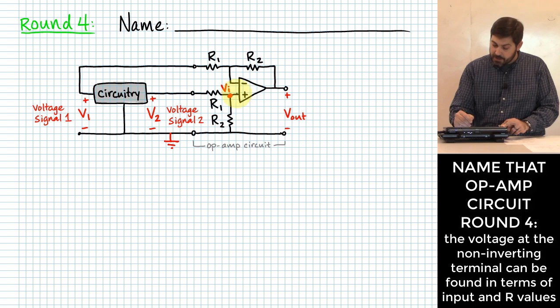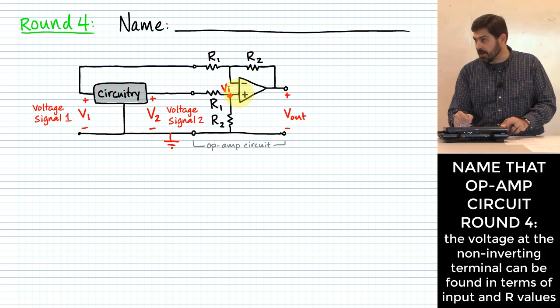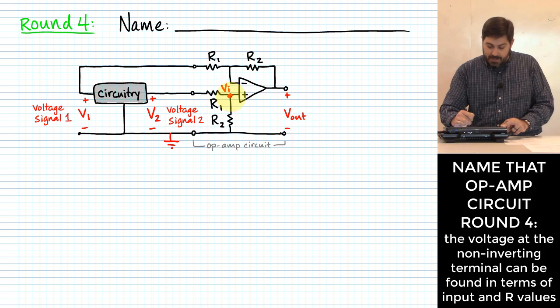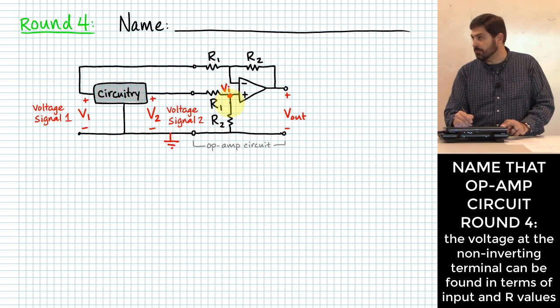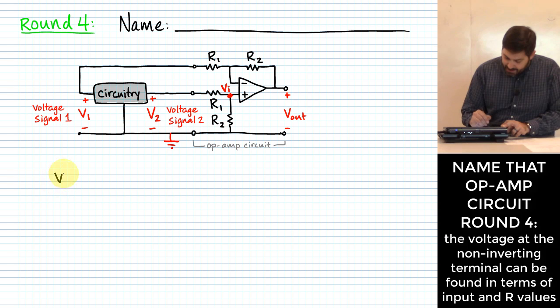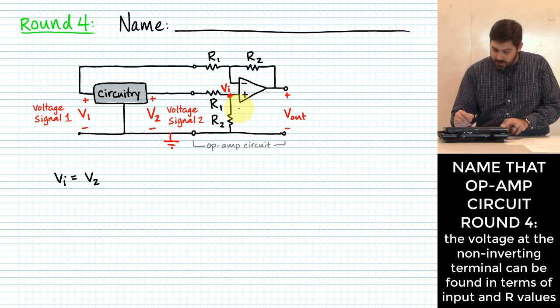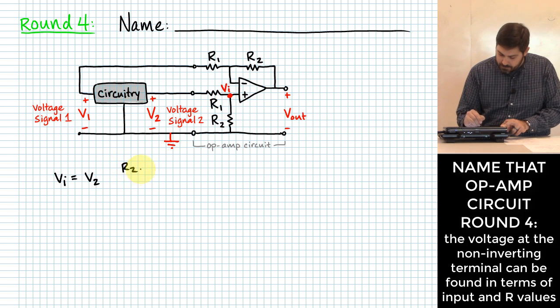We have 0 current that can flow into that non-inverting input. That means any current coming from voltage signal 2 is going to go through R1 and then down through R2. That sets up a perfect application, again, of a voltage divider. VI is another way to say the voltage across R2. So VI should be equal to V2 times R2 over R1 plus R2.